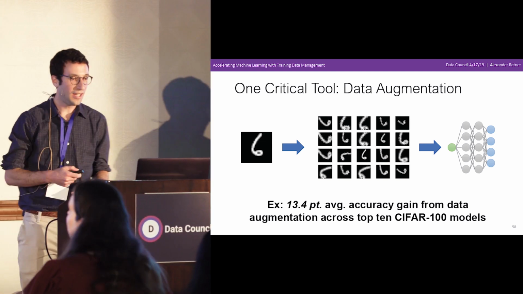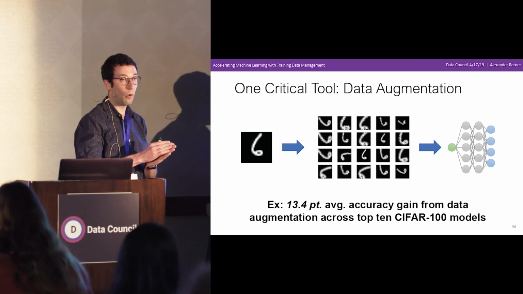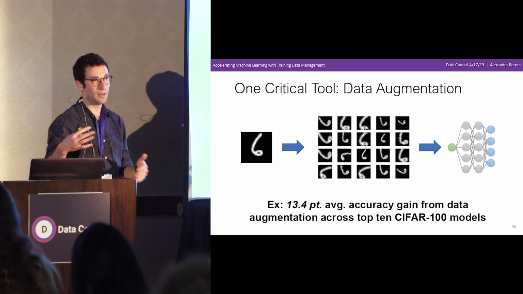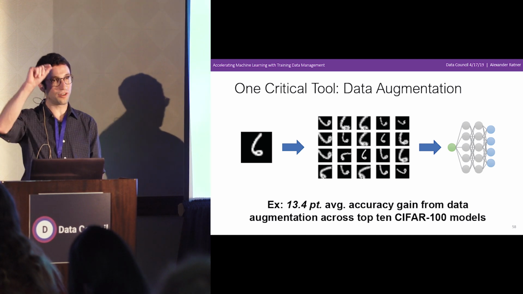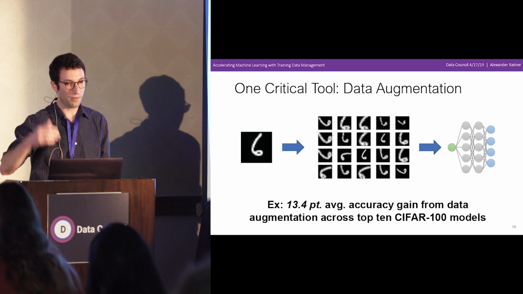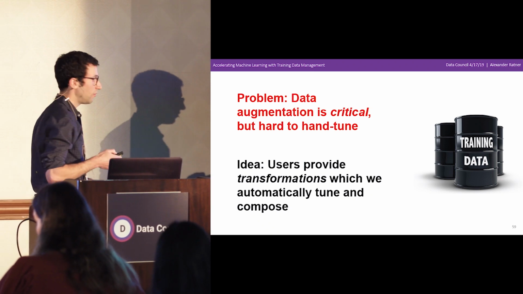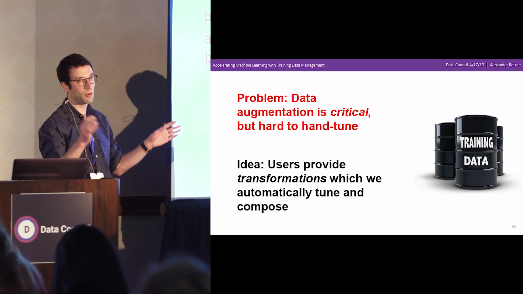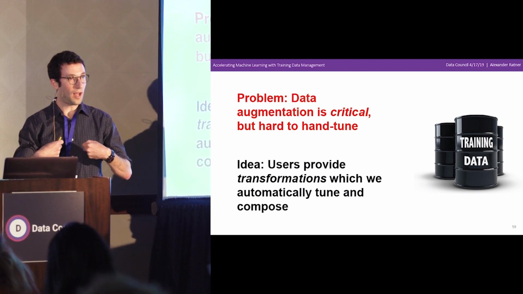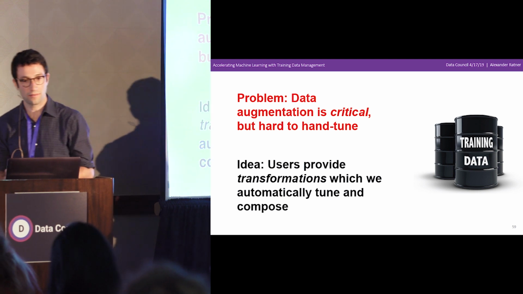It turns out that, following the theme, doing this data augmentation often accounts for an order of magnitude more in performance gains than what fancy model architecture you choose. Like the leaderboards are fighting over under a point. Using data augmentation versus not accounts for, in CIFAR-100, 13.4 points on average. The problem is that it's hard to tune, even though it's so critical. It's treated just as a pre-processing step. But the idea is that we can have users provide little incremental transformations and then figure out how to tune them automatically for new domains.